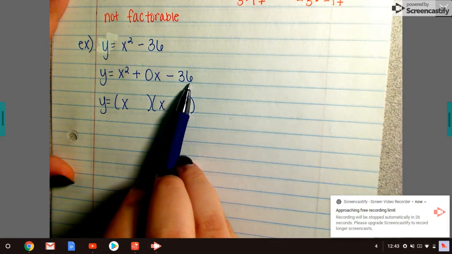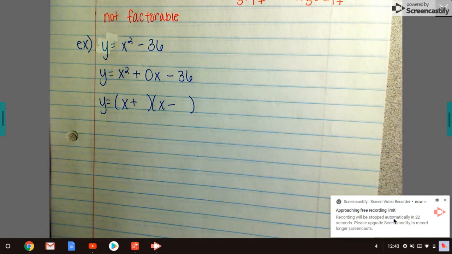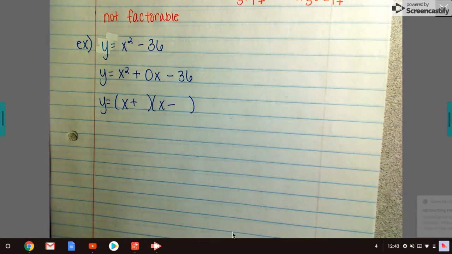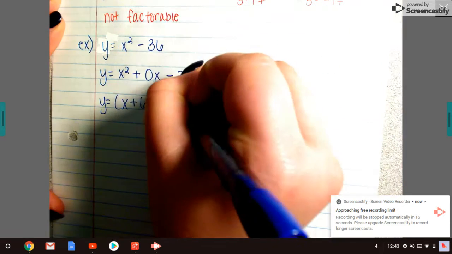Let's see, I have a negative c. So I need 1 positive and 1 negative. See if you can figure out what those are. Should be a positive 6 and a negative 6.